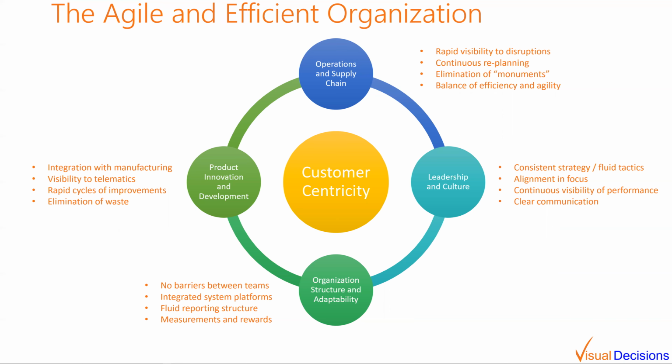Within operations and supply chain, one of the first things is being able to have rapid visibility to the disruptions as they're occurring. So being able to understand where my inventory is, where I have supply coming in, where I may lack supply, and what I can actually do about it. In the face of labor or supply disruptions, what can I do from a replanning perspective to very rapidly adjust my operations and put a new plan in place that I can actually execute given the resources I have available? How do I eliminate monuments?